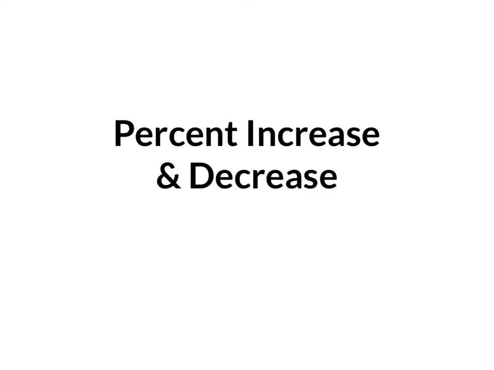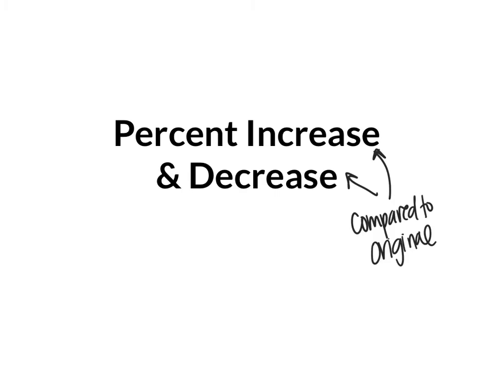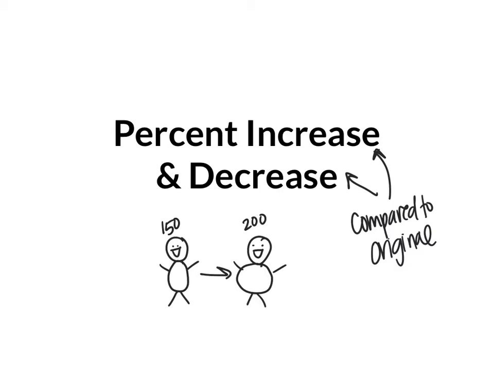Today's lesson is on percent of increase and decrease. Let's break this down. Increase and decrease are both compared with the original amount. For example, let's say that I put on weight. I originally was 150 pounds, and then after I gained weight, I was at 200. The amount of increase is a change of 50 compared to my original, which is 150.